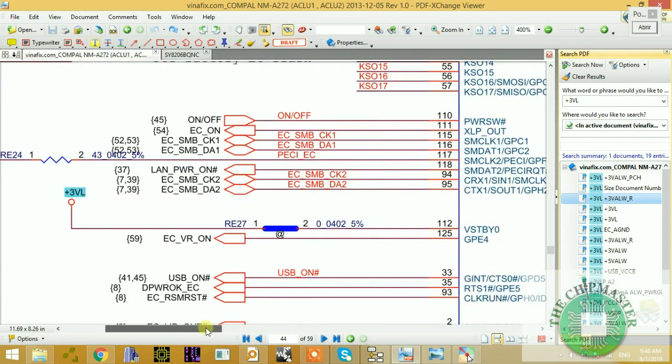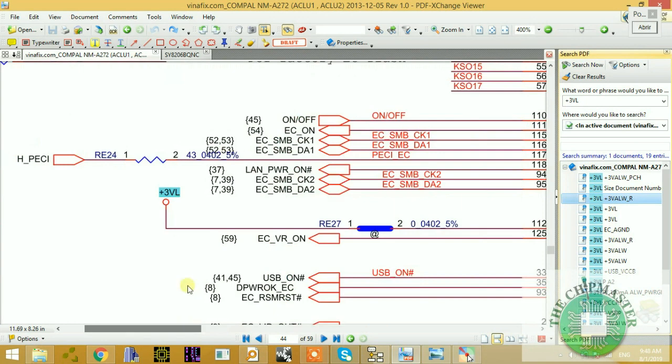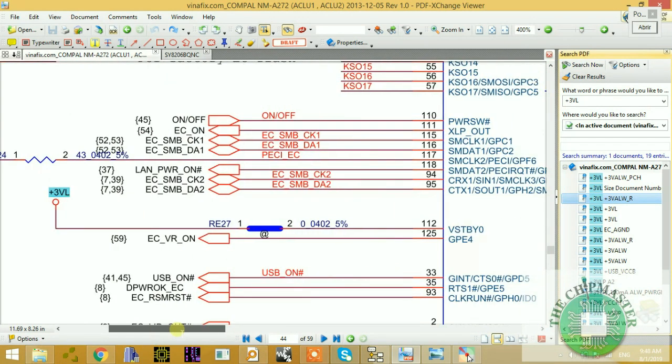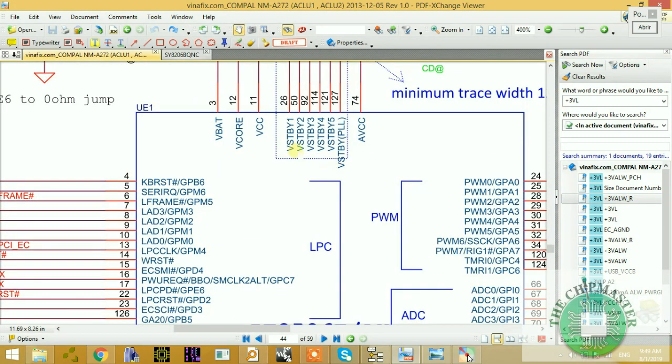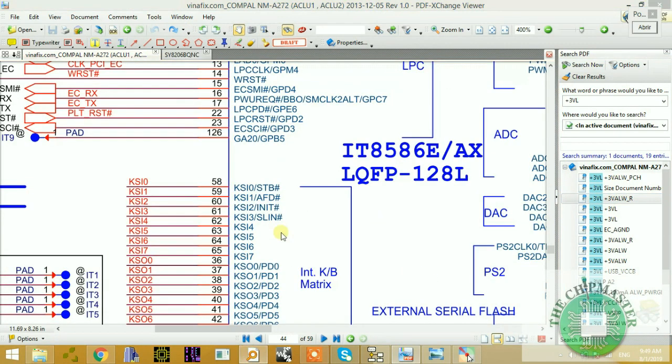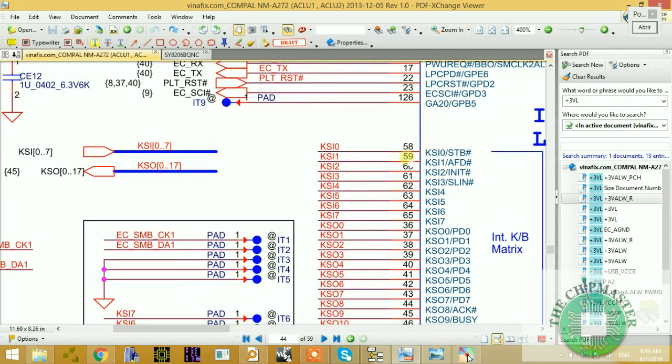Plus 3 volt L is coming to here. As you can see, plus 3 volt L, this linear voltage, is coming to the IO controller. Standby 0. So this is coming to standby, another standby pin. So up here we have a set of standby. We have standby 1, 2, 3, 4, 5, and we have standby 0.